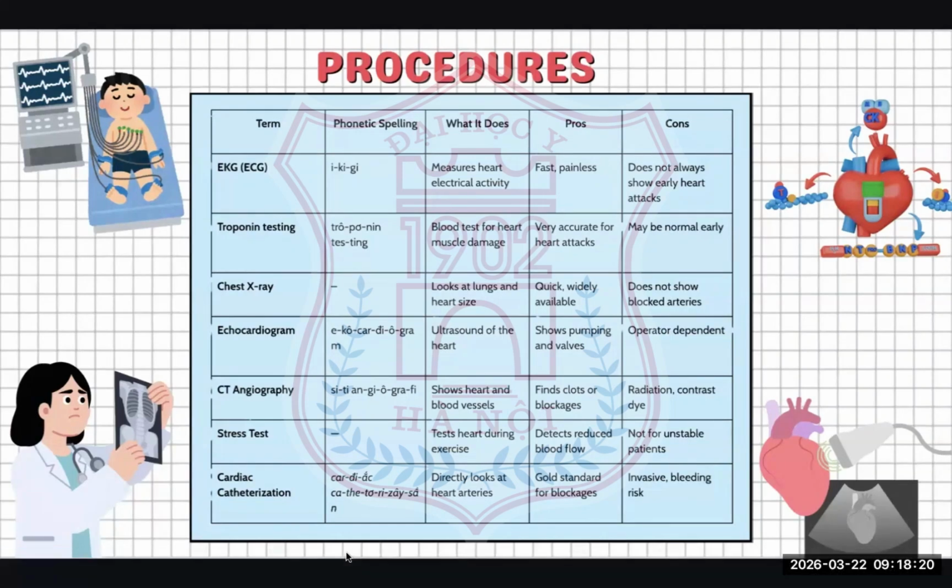Okay, so the first procedure is an EKG. It stands for electrocardiogram, but that word is probably a little bit more complex than you need. Many medical professionals use EKG instead to shorten the term. So what it does is it uses electrodes to measure your heart's electrical activity.